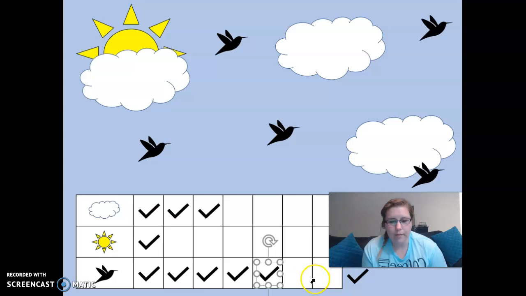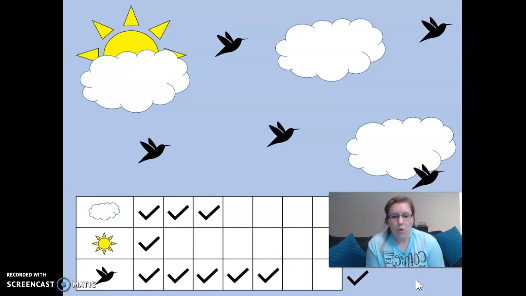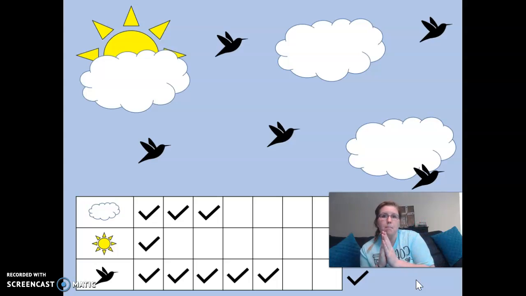Now let's look at our graph. What object in the sky has the most? Remember, the most is the one that has the most check marks, the highest number. Yeah, the birds. Look at this. The birds come all the way out to here. It has the most. The birds have the highest number, 5. Now, which one has the least? Our least goes the other direction. It's the lowest number. Yeah, that's easy. The sun has the lowest number. It's the only one that stops right here.